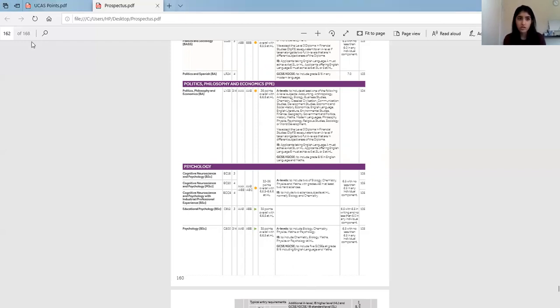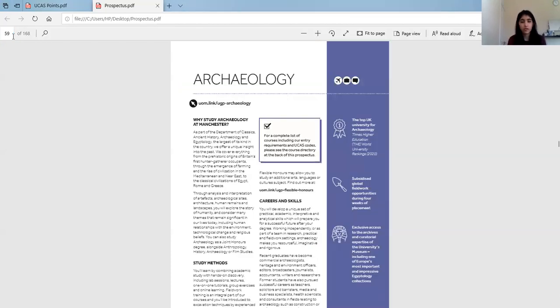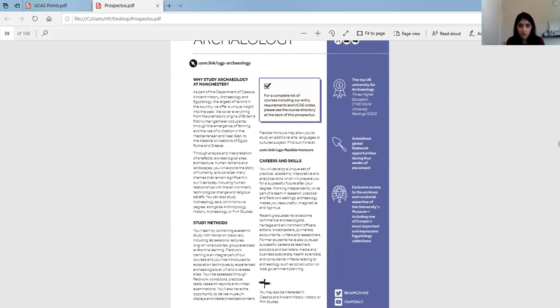So now we are going to look at a different subject. So that's archaeology. So again, it's the same layout. It has a bit of information about what the course is about here, more information about field work that you'll be a part of. Again, study methods, that's really important to look at. And then also careers and skills that you would gain from doing this degree. So again, here has a little notice saying that if you want to see the entry requirements for this course, you need to go to the back of the prospectus. So we are just going to do that again.